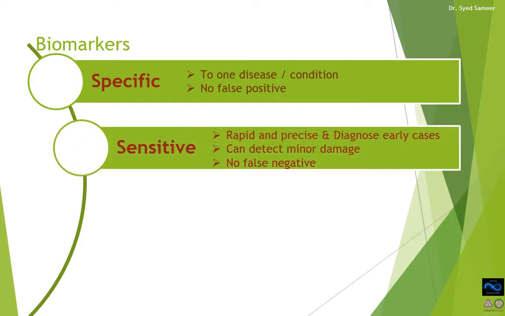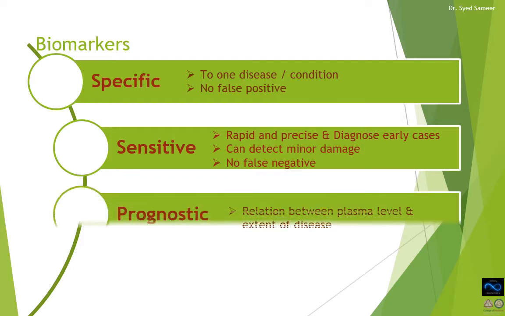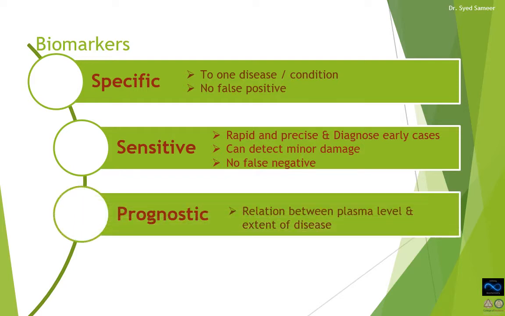Then it should be sensitive enough to pick up the smallest change. It should be precise in diagnosing earlier cases of the disease as well as detecting minor damage. So it is reflected in no false negatives also. It should be sensitive enough to pick up the change and tell you that it is a disease condition. Then there is the prognostic feature.